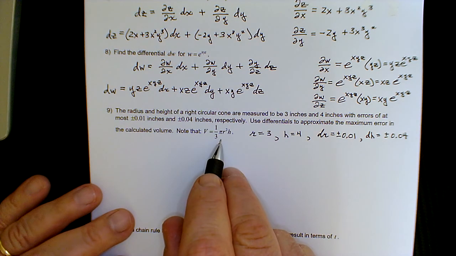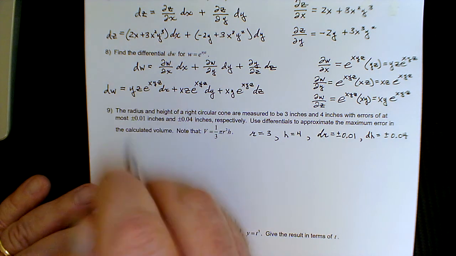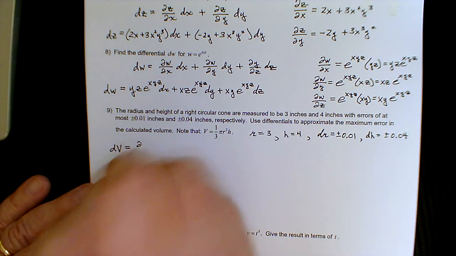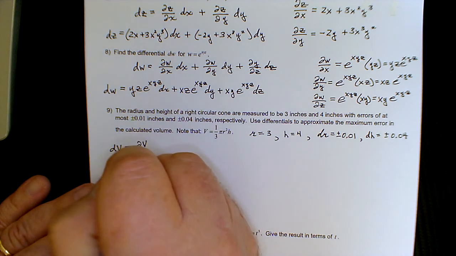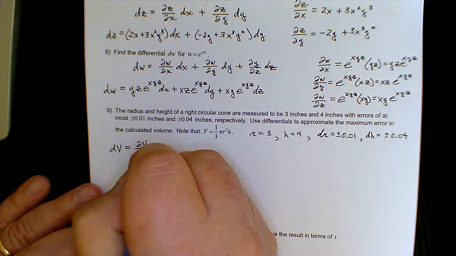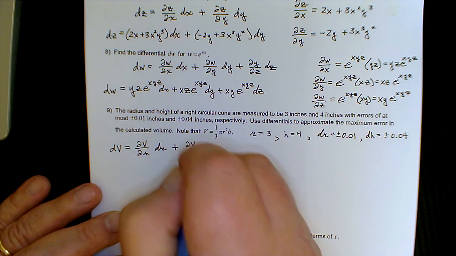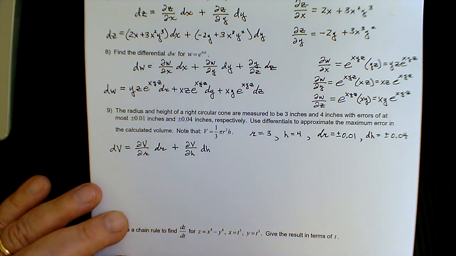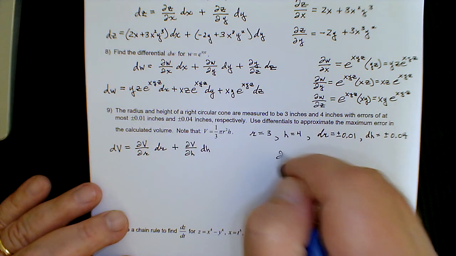Now the volume formula is going to come into play to calculate the partials, but by definition of differentials, the differential dV is going to be the partial of V with respect to R times the differential dr, and then plus the partial of V with respect to H times the differential dH. And I'll calculate the two to the side here.